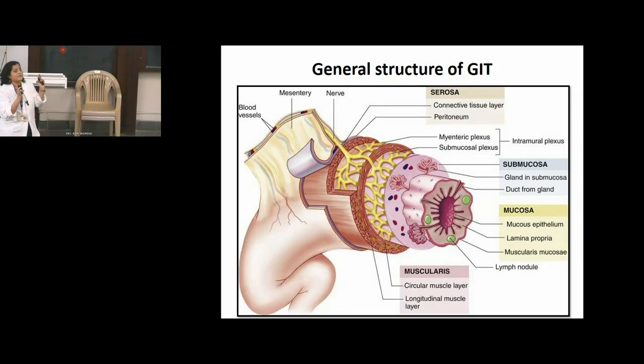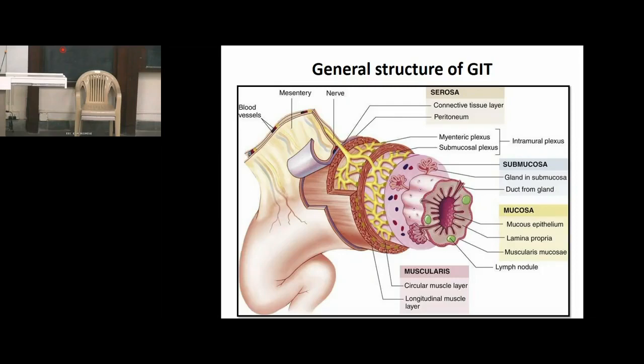Submucosal plexus is of Meissner's, M-E-I-S-S-N-E-R, okay, Meissner's plexus. Then we have what is called as the muscularis externa, which is inner circular and outer longitudinal. And there we will get to see the myenteric plexus, right? Again, autonomic nervous system. So this is all richly innervated.